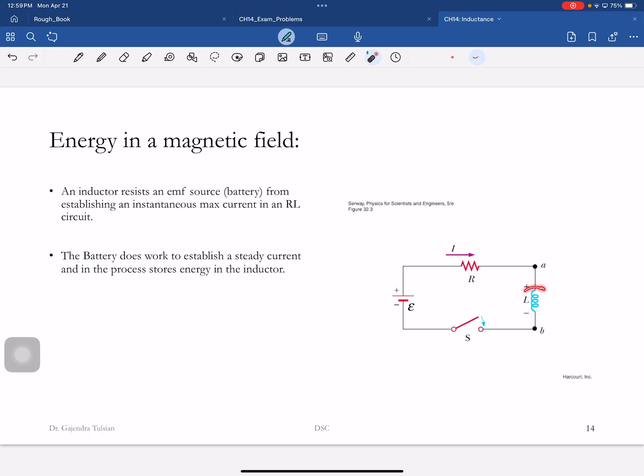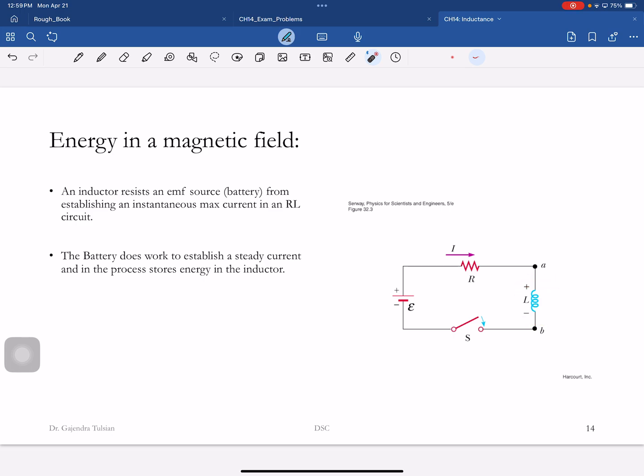So again, this device stores energy in magnetic fields, and that's what we're going to show in the next 2 slides. So when you close the switch, this device doesn't like increases in current. As the battery is trying to increase the current, this guy is resisting. And anytime something is resisting, you have to do work, and the work done is stored as energy.